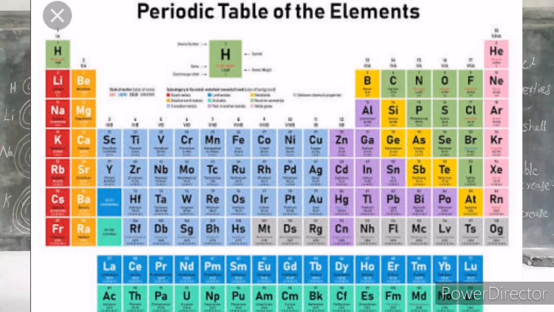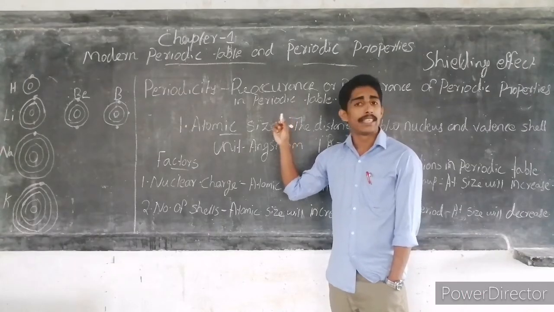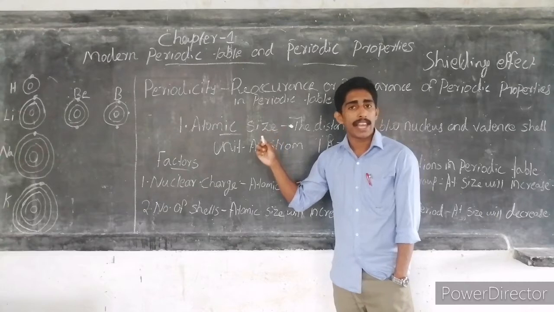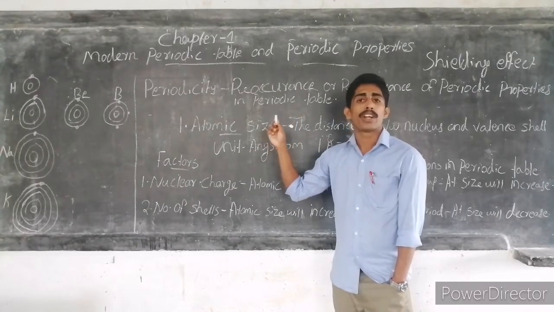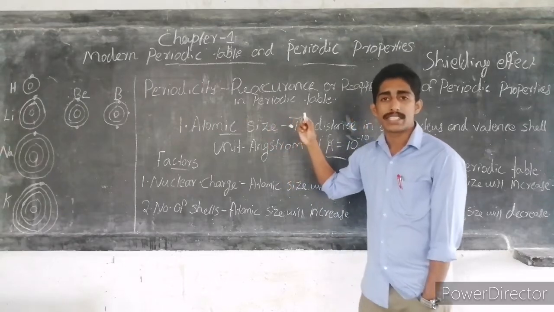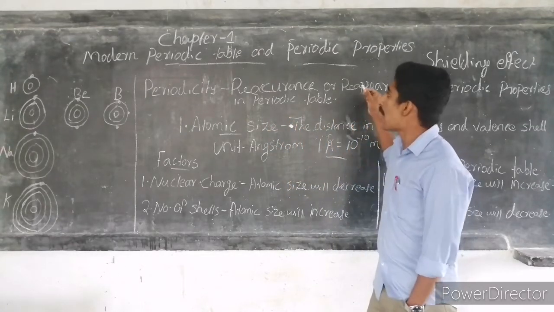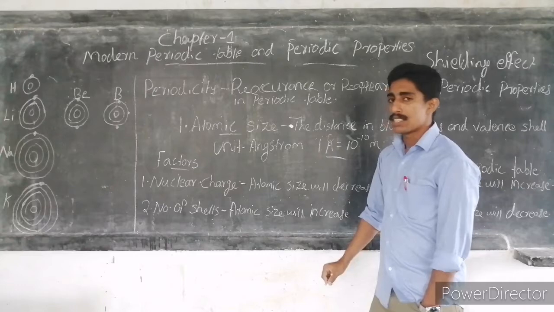And what do you mean by periodic properties? Periodic properties means the properties exhibited by the various atoms, like metallic character, non-metallic character, ionization energy, electron affinity, atomic size, etc. These are known as periodic properties.